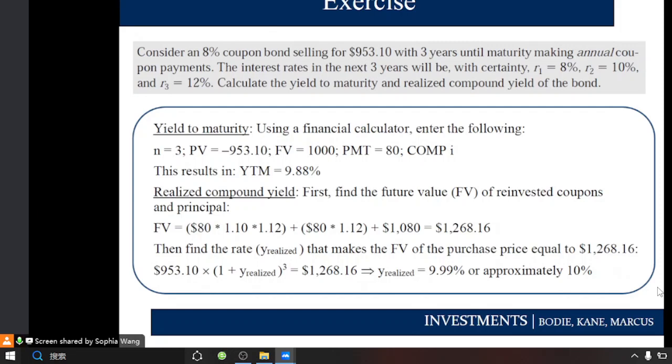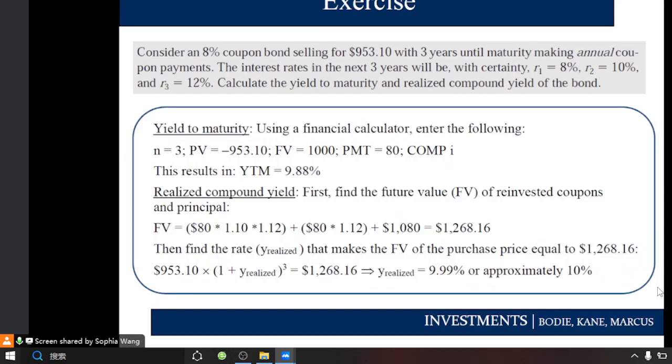And realized compound yield means that every year the R is different, so actually your final value is different. Every year you have R1, R2, R3, and they are different. You didn't get your money back, you still put it in the bank, and it will automatically be invested in the next year. So in this case, this is the coupon rate. You can get this coupon every year.